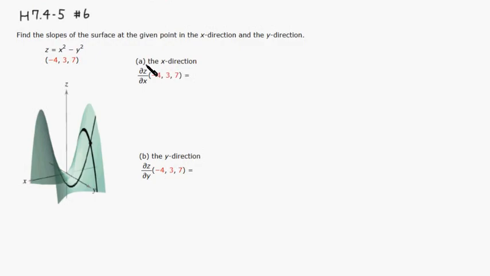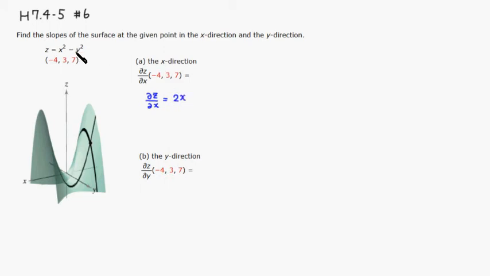All right, so in order to find the slope of this surface in the x direction, we have to take the partial derivative with respect to x. All right, so let's do that first. So the partial derivative of z with respect to x would be, all right, the partial derivative of x squared with respect to x would be 2x.